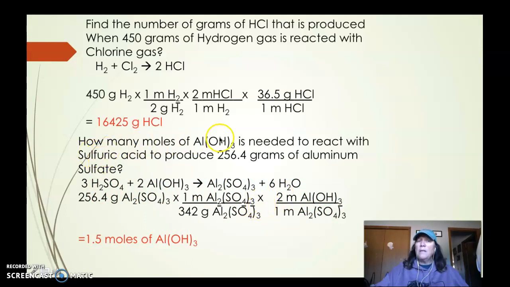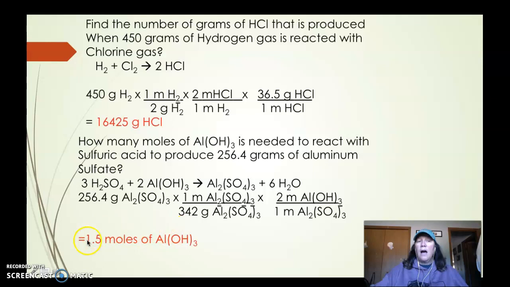And it says how many moles? Well, that's where I'm at, so I get to quit. I take 256.4 times 2 divided by 342, and I get 1.5 moles. So when I start with 256.4 grams of aluminum sulfate, I end up with 1.5 moles of aluminum hydroxide.